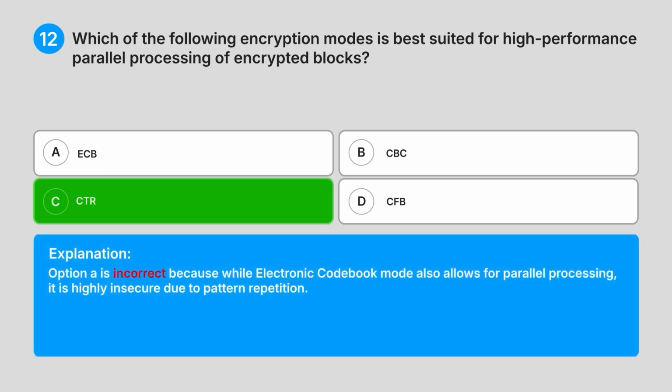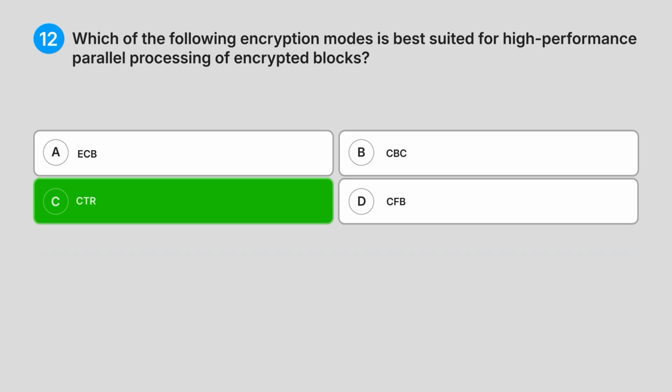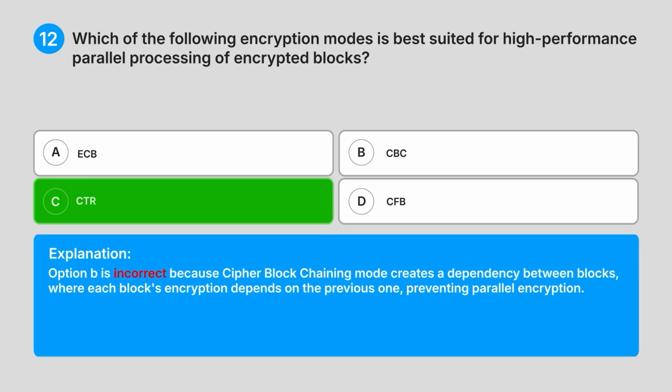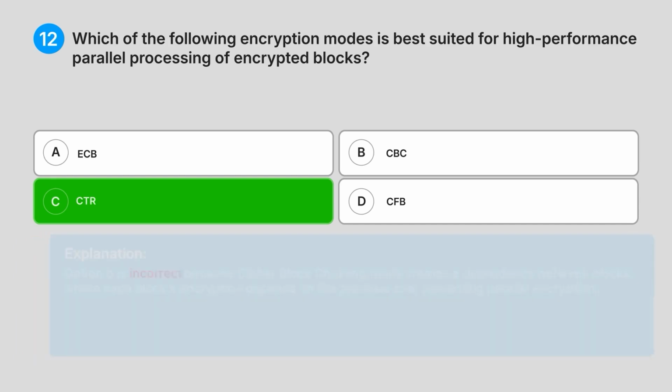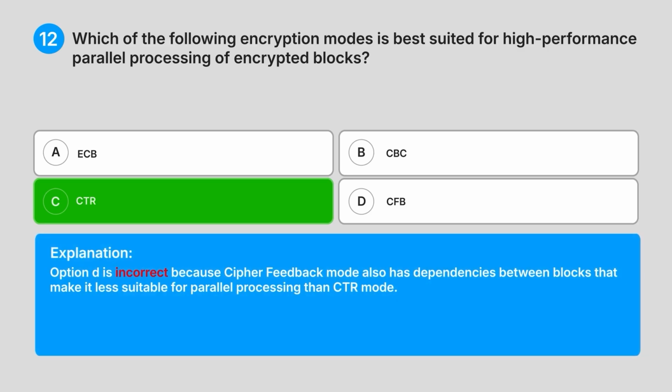Option A is incorrect because while electronic codebook mode also allows for parallel processing, it is highly insecure due to pattern repetition. Option B is incorrect because cipher block chaining mode creates a dependency between blocks, where each block's encryption depends on the previous one, preventing parallel encryption. Option D is incorrect because cipher feedback mode also has dependencies between blocks that make it less suitable for parallel processing than CTR mode.